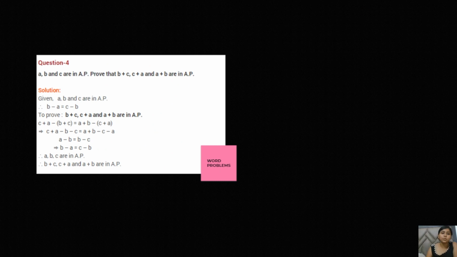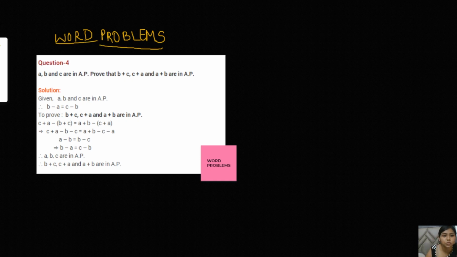Let's move forward. These are certain word problems I have prepared. Like always, I have prepared certain word problems. Word problems are something students are afraid of. So I have prepared certain word problems here. Have a look at how to make the equation, how to solve them, how to make an AP out of them.